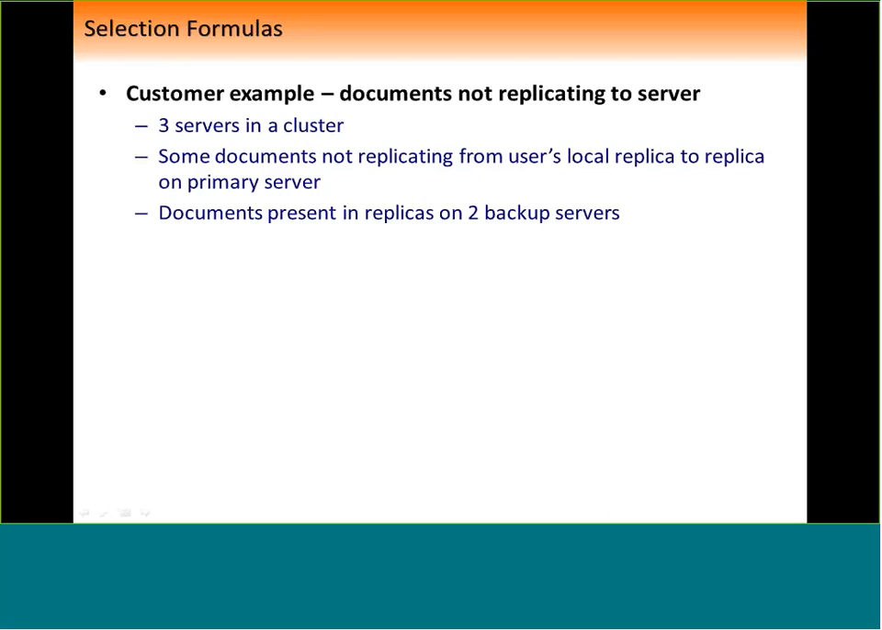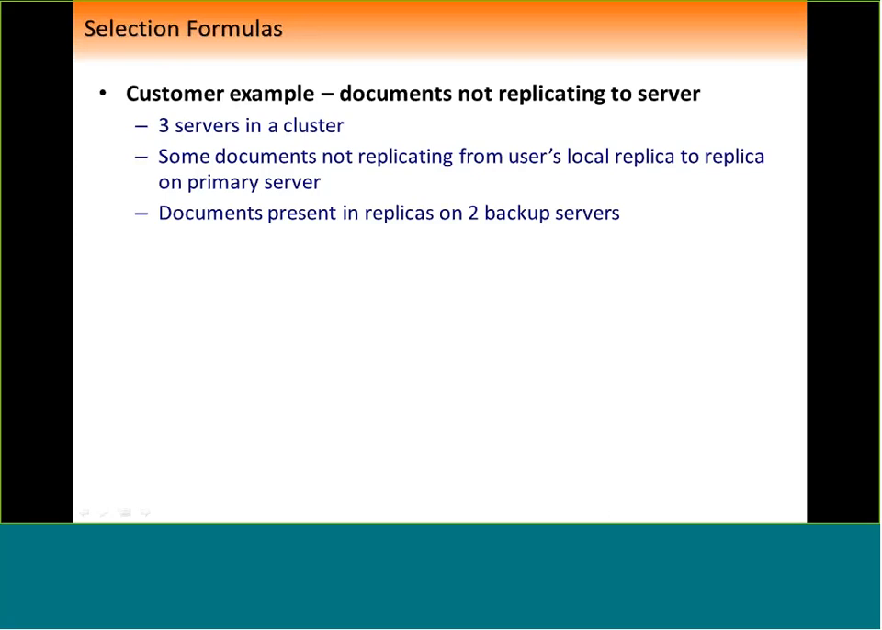And in this particular case, the customer called and they said, we're trying to figure this out. We have the user, they're creating their documents, obviously in their local replica, and everything looks fine. But when they looked at the primary replica, the replica on the primary server, they weren't seeing the documents there. So they said, can you please investigate and help us out and figure out what's going on?